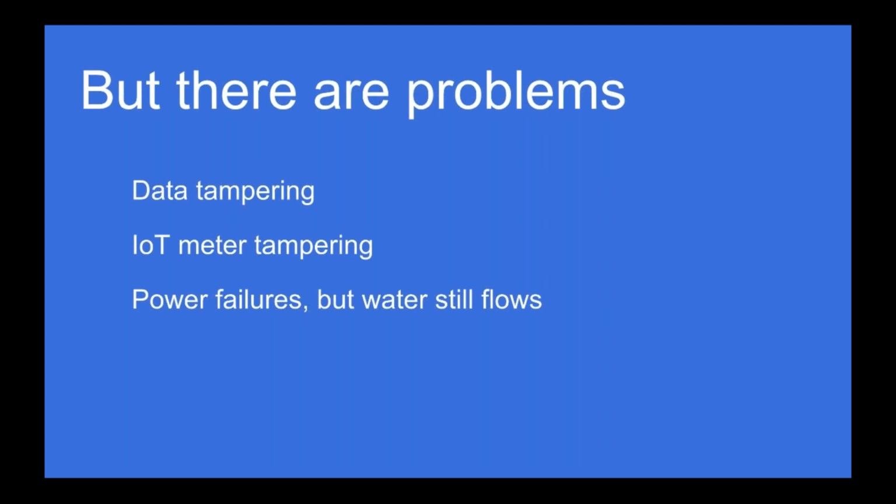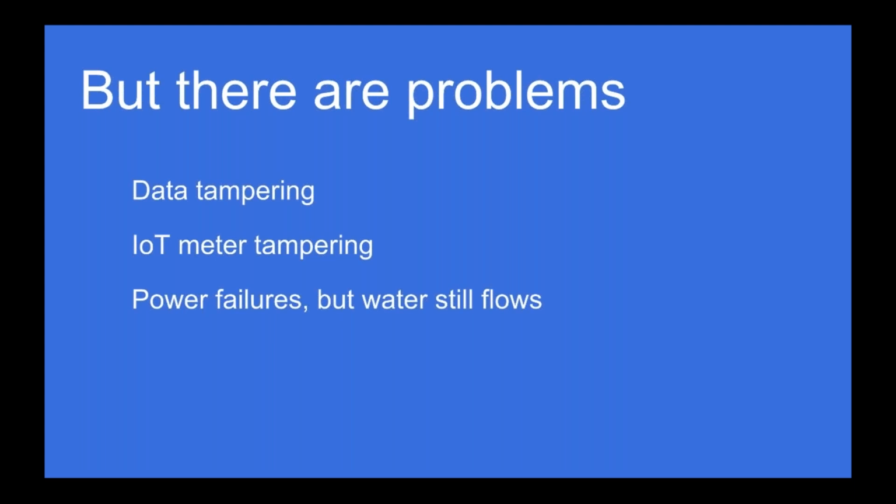Now, a power can fail and the IoT meter would stop working, but the water may still flow through the pipe. So this works both ways, wherein a company could intentionally shut off the power of the meter when they're discharging wastewater that's not in the acceptable standards.